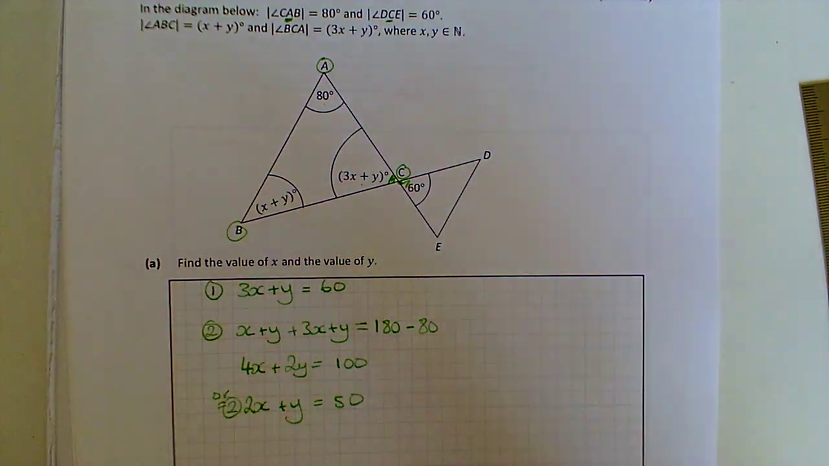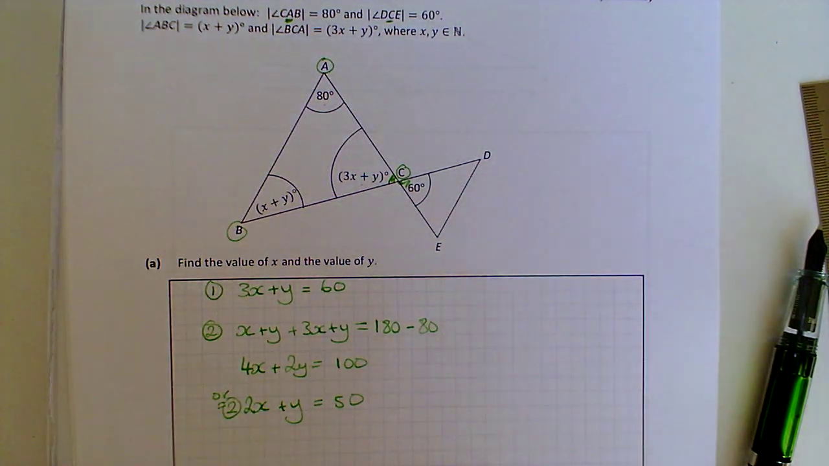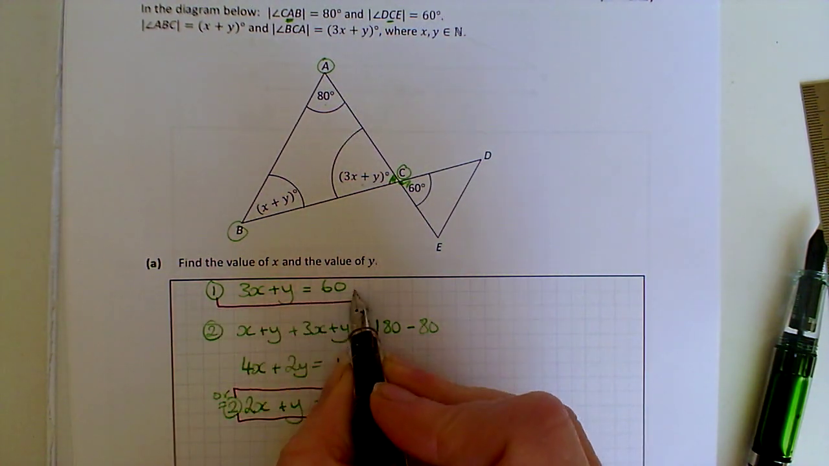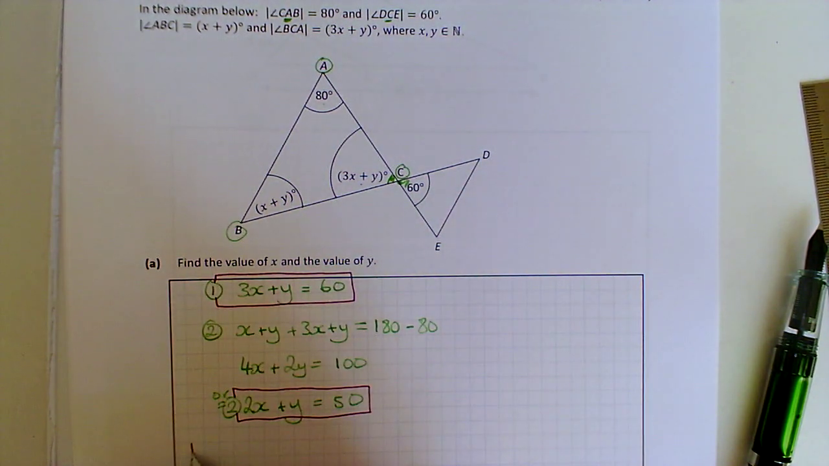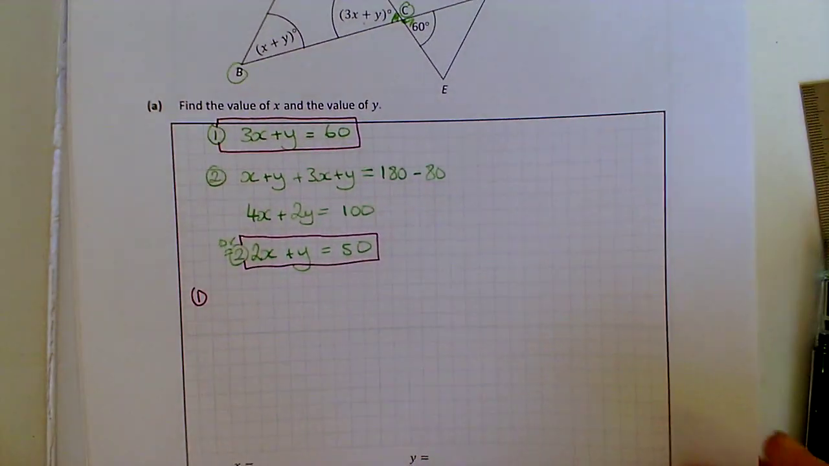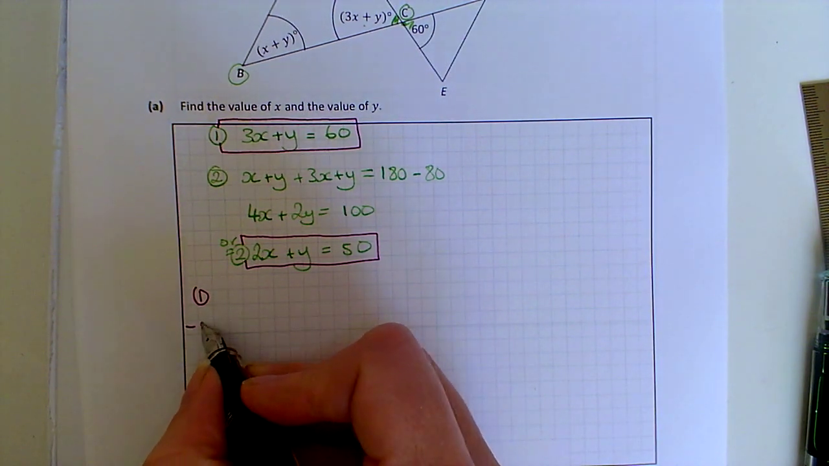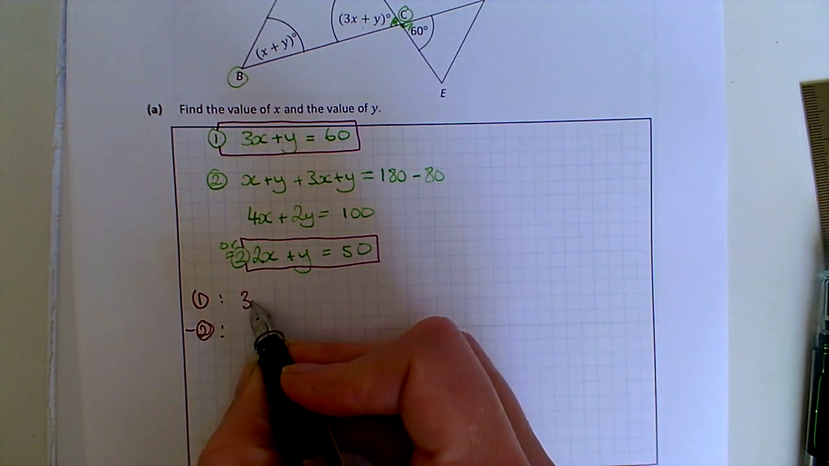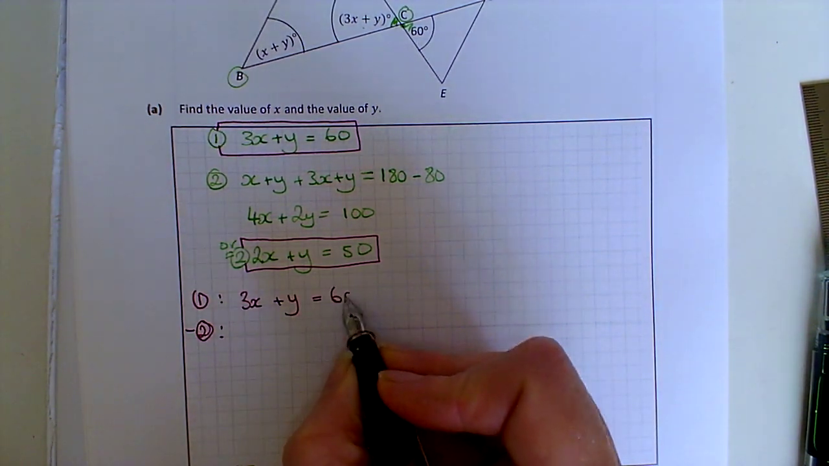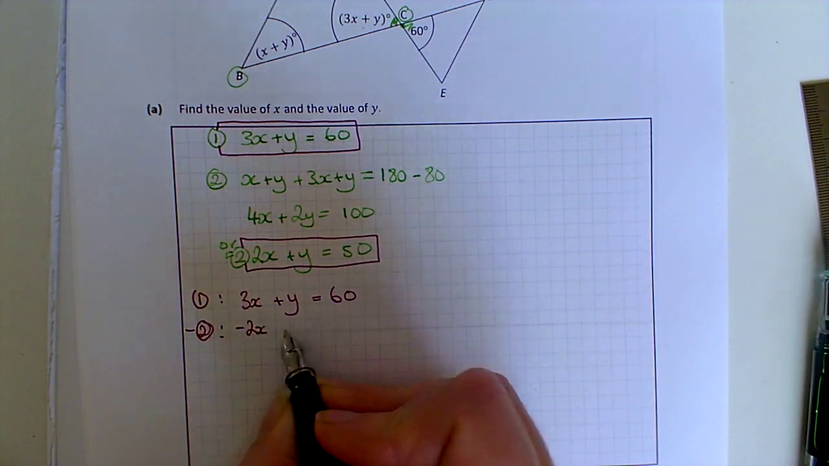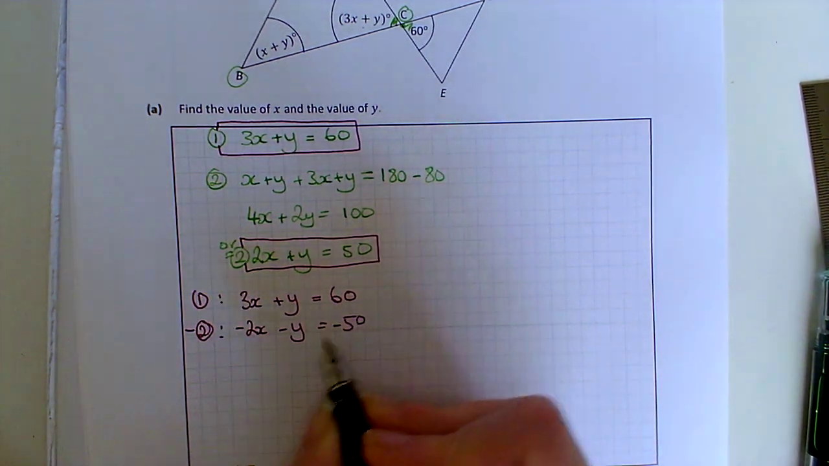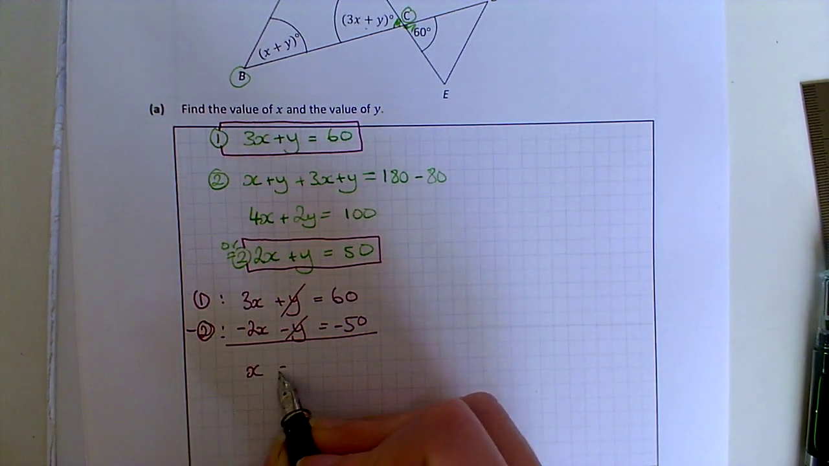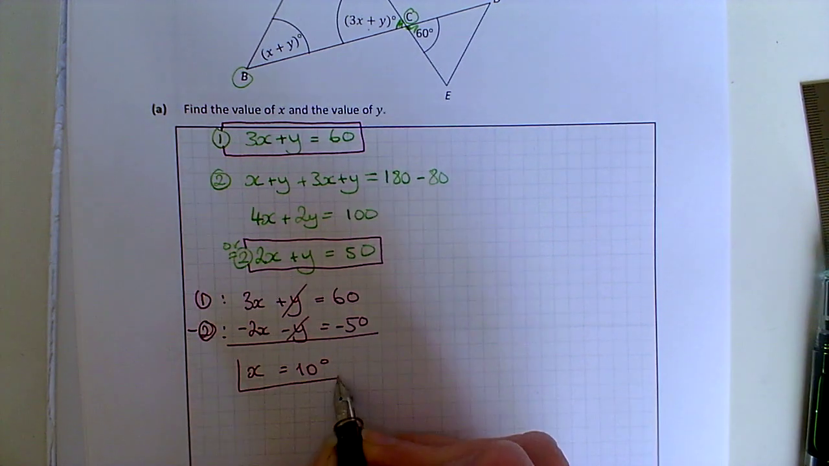So there's two equations and two unknowns, and they look just like simultaneous equations because they are, and we can solve them simultaneously. What we'll do is the first equation take away the second equation. So we'll change the signs of the second one, and that will cause y to cancel. So 3x plus y is equal to 60, minus 2x minus y is equal to minus 50. The y's cancel, and we have that x is equal to 10 degrees.